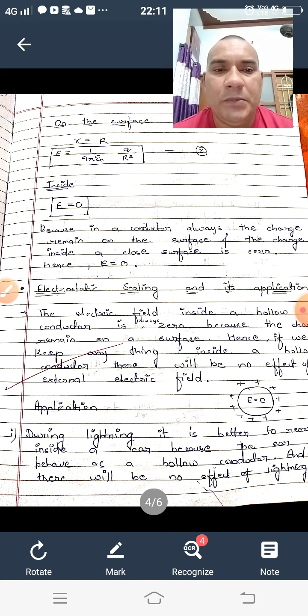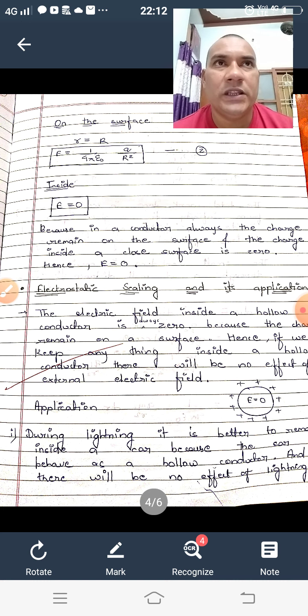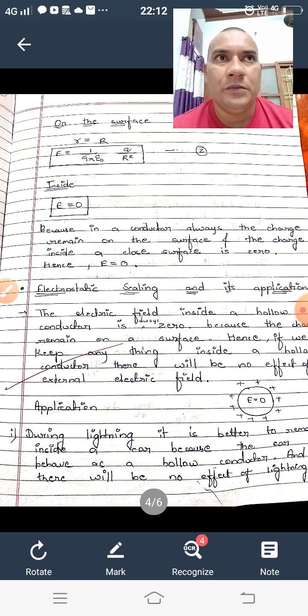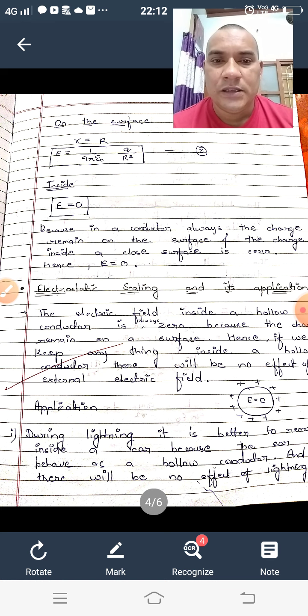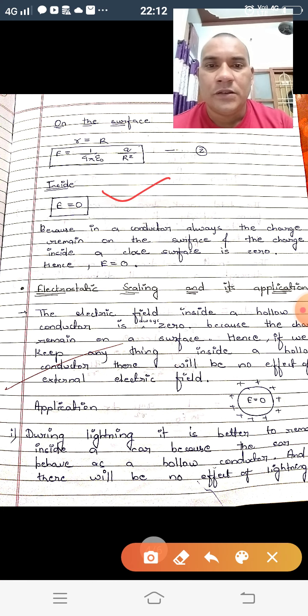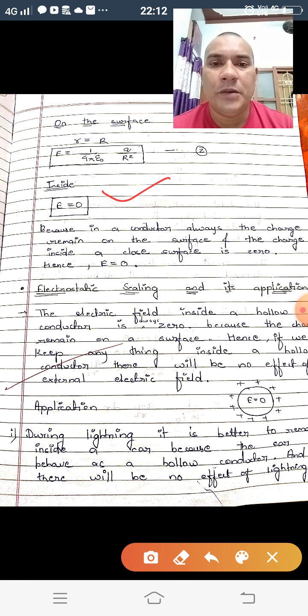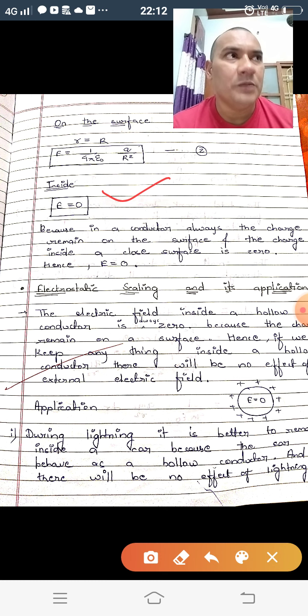Now there is another topic, that is electrostatic shielding, and its application. Electrostatic shielding means what? Suppose a murder takes place in a particular room, then the police seal the particular room, that is called sealing. Sealing means separating the room from the outside world. Similarly, inside a hollow conductor, as you know, the total charge remains on the surface and the electric field is 0. So if you keep anything inside a hollow conductor, then there will be no effect of the electric field on it. It means we are shielding the particular object from the outside electric field. This is called electrostatic shielding.